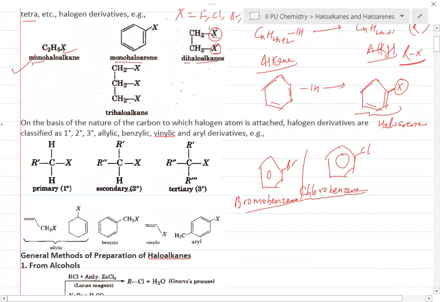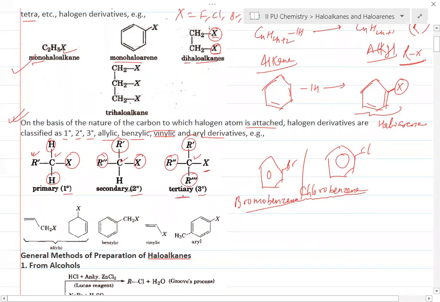Now on the basis of the nature of the carbon to which the halogen atom is attached, halogen derivatives are classified as 1 degree (primary), 2 degree (secondary), 3 degree (tertiary), allylic, benzylic, vinylic, and aryl derivatives. Here the halogen is attached to a carbon connected to only one carbon, so this is 1 degree. Here the halogen is attached to a carbon attached to 2 carbon atoms, so this is 2 degree. Here the carbon is attached to 3 carbons, so this is 3 degree or tertiary.